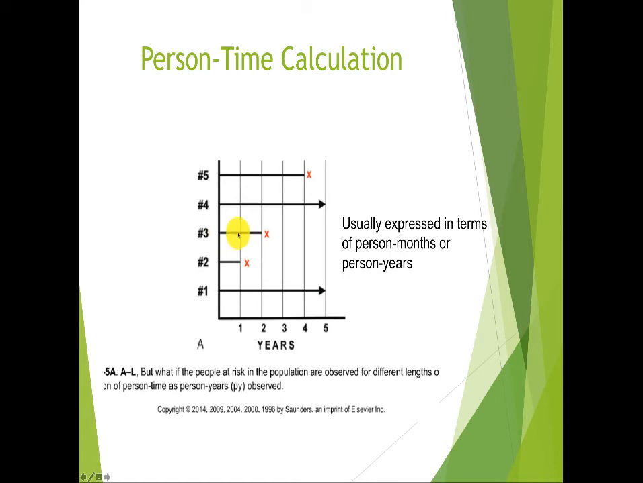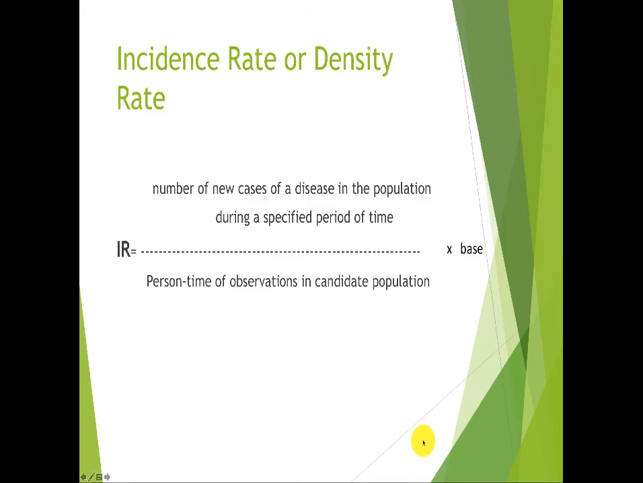The third person was observed for 2 years. The fourth person was observed for the entire time of the study. And then the fifth person was observed for 4 years. So now we would add those units, so 5 plus 1 plus 2 plus 5 plus 4, that would equal 17 person years.